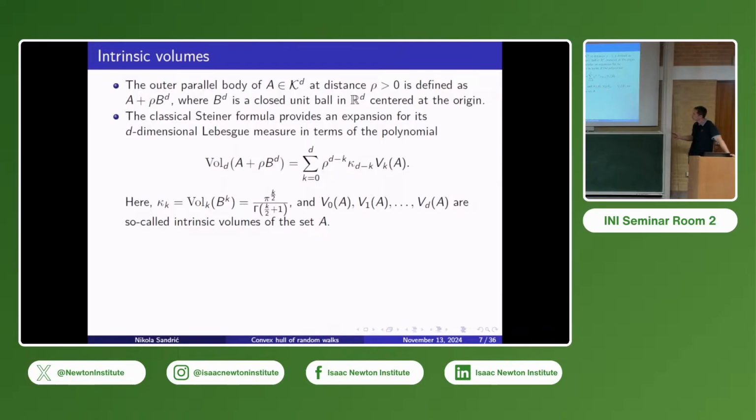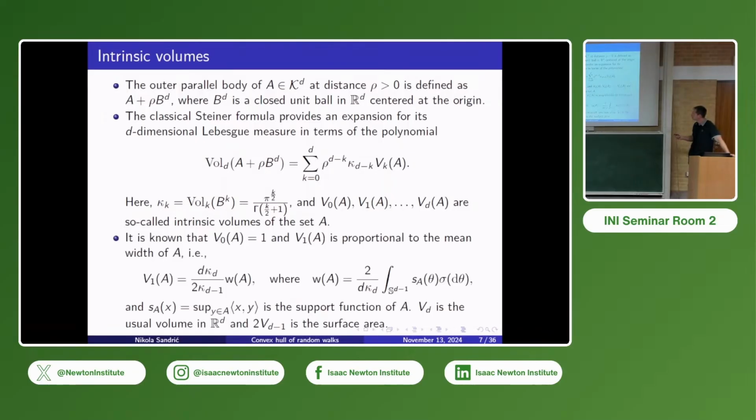So this object here gives us information about the content of set A. What I mean by that, let me say what they are. The last one, V_d, is nothing else than the volume. So it's the d-dimensional Lebesgue measure of A. This one, V_{d-1} times 2, is the surface area of this set. The first one, V_0, is just a constant. This is just notation.